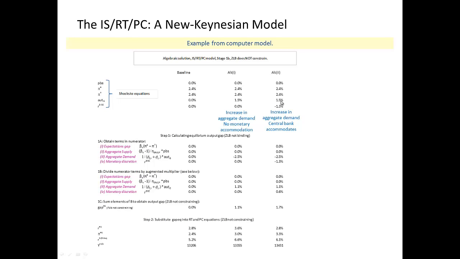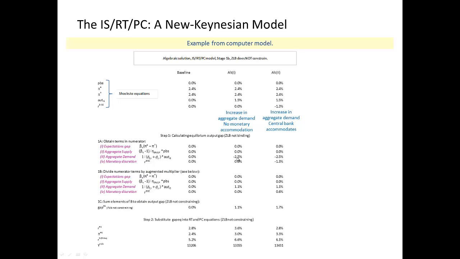And then here in alternative 2, we're going to have that same increase in aggregate demand, but now we're going to suppose that the central bank accommodates that. And how does it accommodate that? By lowering interest rates on a discretionary basis. Okay, so you can see here, if we move down, we have calculated all of the elements in the numerator, and actually this is a pretty easy example because we have no expectations gap, so that element is 0. We have no supply shock, so that element is 0.